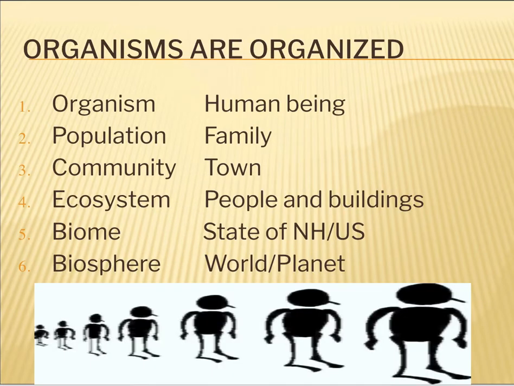Like a good scientist, we love to organize the things around us. In the same way that we organize living things from cells to tissues, tissues to organs, organs to organ systems, we can also organize the living things within their environments. Think of an organism like the human being. When we take a group of humans together, we call that a family. Ecologists call a group of the same organisms a population.